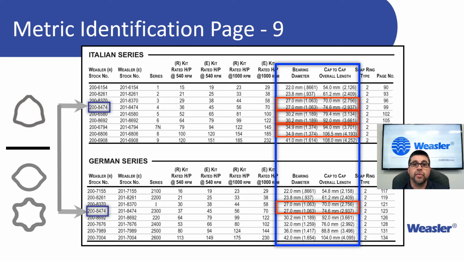Here's where the tube configurations will help you out. You can see here that part number 28474 has a 27 millimeter cap diameter. Part number 200-8370, Series 3, also has a 27 millimeter cap diameter, but the cap-to-cap lengths are different, one being 70 millimeter and the other being 74.6 millimeter. This is where the second measurement or double check comes into play. This cross and bearing kit can be used in both the Italian and German series. Again, this is where the tube configuration, trilobe, lemon, or star, will help you point to the Italian or German series. If Italian, we would turn to page 99. If German, we would turn to page 123.